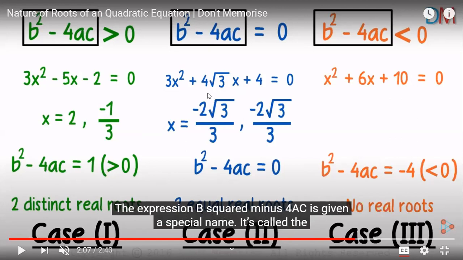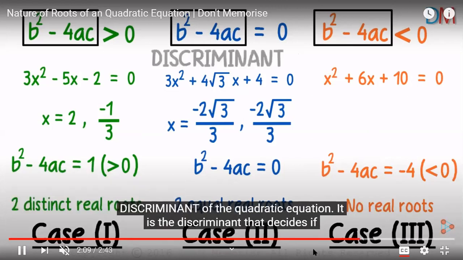In the other one, 48 minus 48 equals 0, so b square minus 4ac equals 0. And now in the last equation, b square minus 4ac equals minus 4, which is less than 0. This means no real root. If the equation contains no real root, it means the equation contains an imaginary root. The number belongs to the imaginary or complex roots.